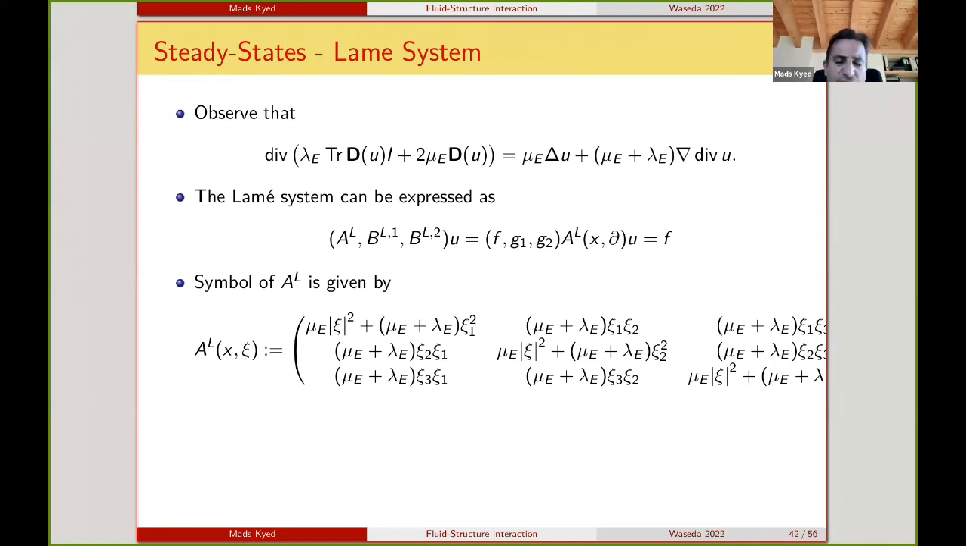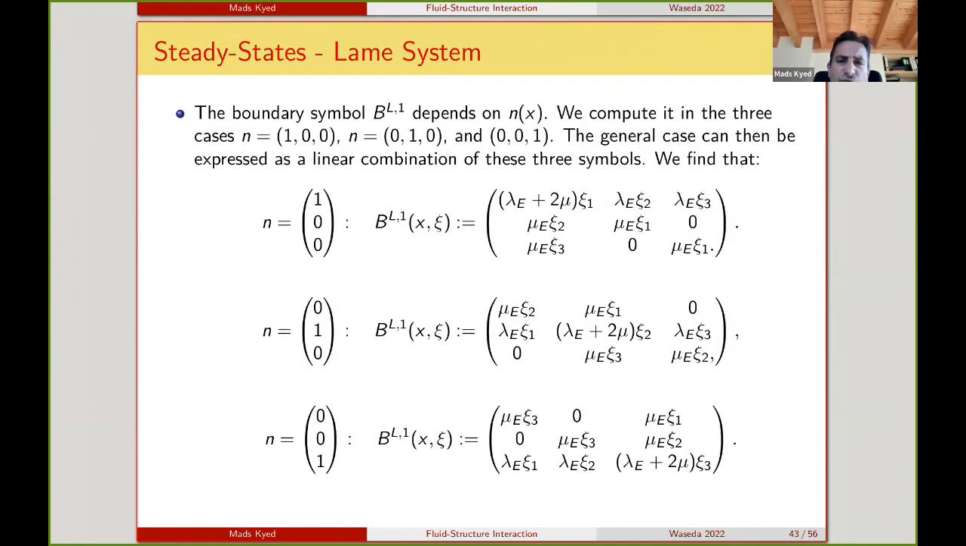Okay, now I computed just the symbols of the operator. Okay, so this is boring stuff. I just take the differential operator and compute the symbols, right? So I did this for the A, and I've done this also for the boundary. Of course, the boundary symbols depend on the normal direction. So what I did is I computed the boundary symbols for the three canonical directions, and then of course in the general case I get just a linear combination of my boundary symbols.